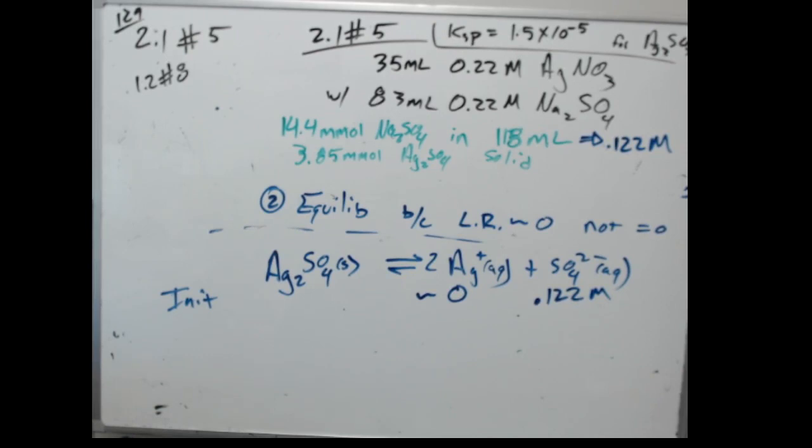Molarity of anions in solution. Yep, molarity of anions. Oh, at equilibrium? Yeah. Well, then we haven't done it yet. Oh, molarity of excess. Molarity of excess. So that's the 0.122 is the molarity of excess.